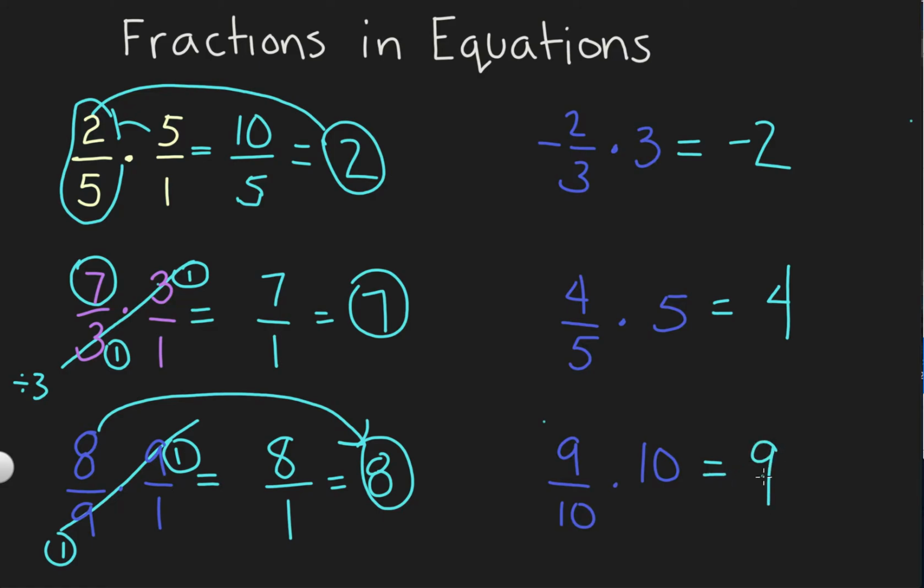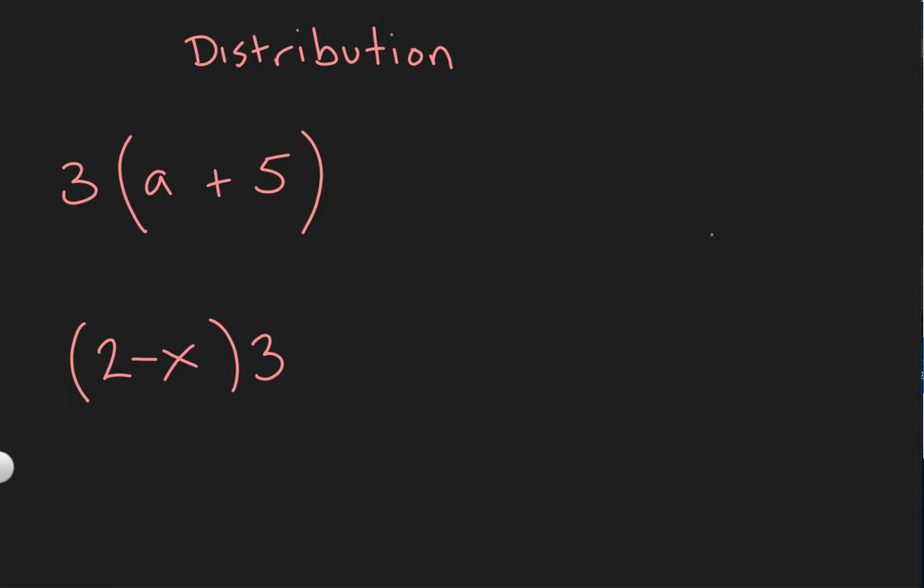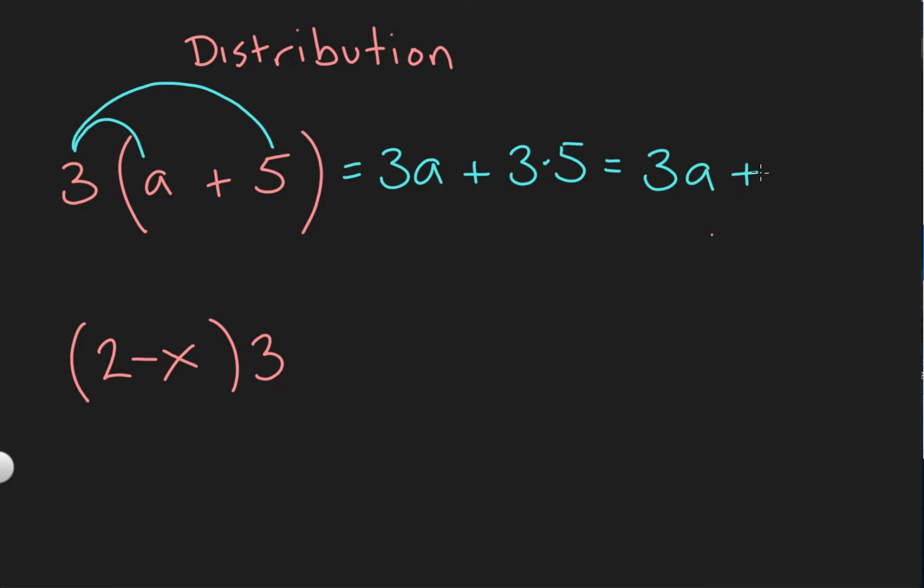Now this concept will help when we start talking about fractions in equations. The other part that will help us is going to be distribution. When we are solving equations with fractions, we're going to end up using distribution. So a quick review of distribution. I'm multiplying 3 times the sum of a plus 5. So I do the rainbow. This gives me 3 times a plus 3 times 5, which is 3a plus 15.